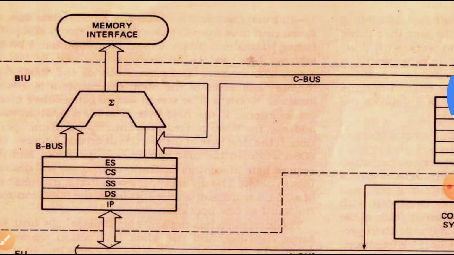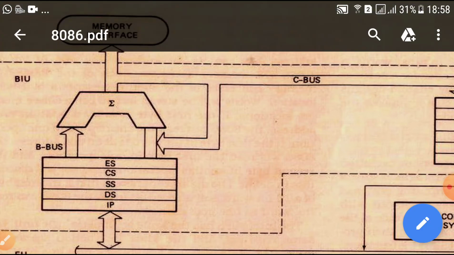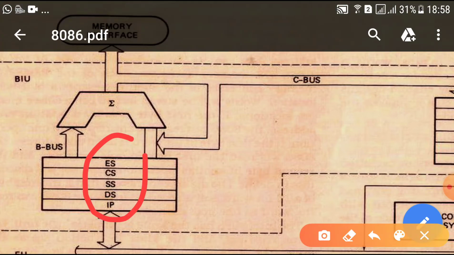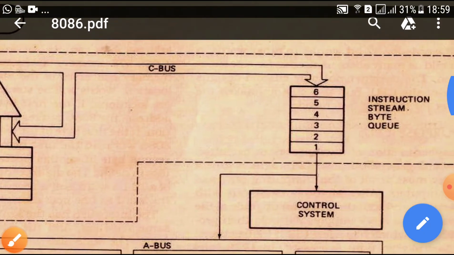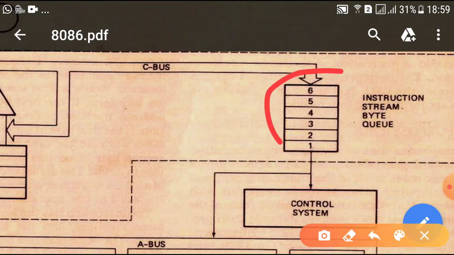The bus interface unit contains many registers. This is the register set, which is part of the bus interface unit, where ES and the others are the segment registers, along with the instruction pointer. Now, the instruction pointer is similar to the program counter in 8085. Here in 8086 we call it an instruction pointer. Now, this is the queue, where 6 prefetched instructions are already put, so that whenever the execution unit requires them to execute, it can do so.